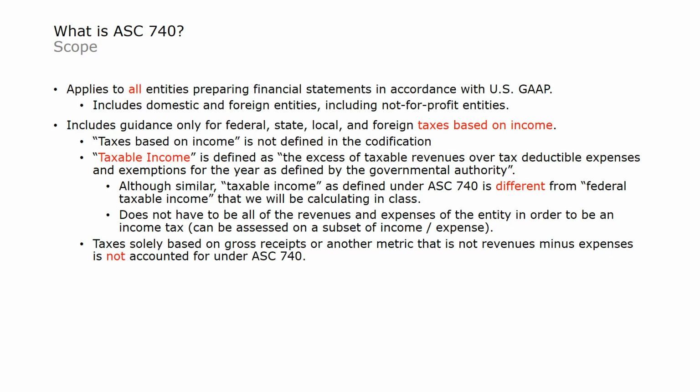There's not a ton. It used to be a lot bigger issue, I think, back in the day than it is now. But if you see a tax come up that's solely based on gross receipts and there's no component of revenues minus expenses, it's not going to be a tax accounted for under ASC 740, and it should not be in the income tax provision.